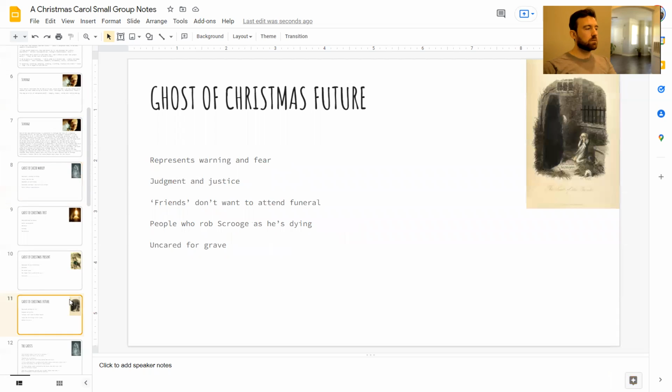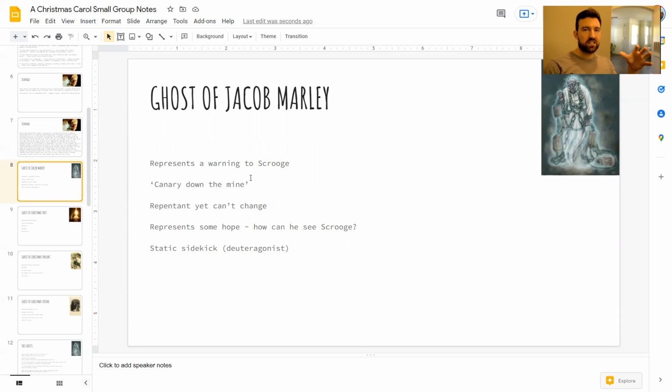And it's symmetrical because it finishes, obviously, with the ghost of Christmas Future, who also represents warning and fear. So it starts with a warning, it finishes with a warning. By the ending, you've got Scrooge down on his knees, begging the ghost of Christmas Future, please give me another chance. I'll do anything. Please, please, please. Right. So it starts and finishes with a warning. And then there are some slightly friendlier ghosts in the middle, I guess you might say.